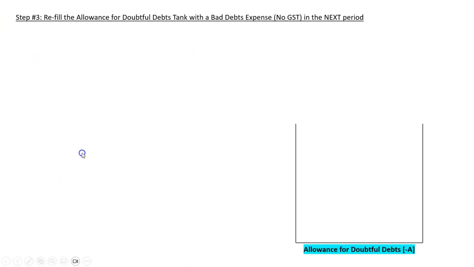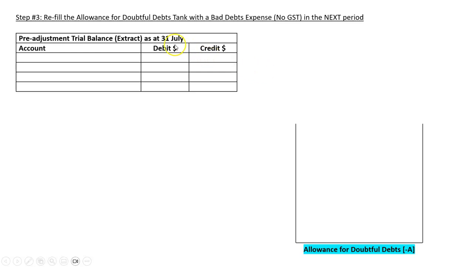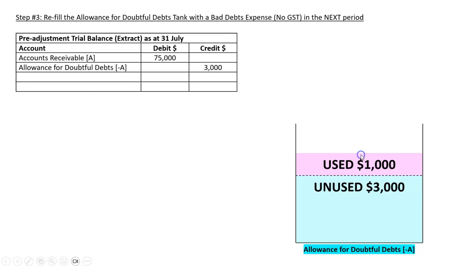Step 3, fill the tank back up. So refill the allowance for doubtful debts tank with a bad debts expense, no GST, in the next period. So let's say at the end of the next period, which is July, accounts receivable has $75,000 in it. We don't expect all of them to pay. But the problem is our allowance for doubtful debts only has $3,000 left. So we originally put 4 in, but we used 1,000.